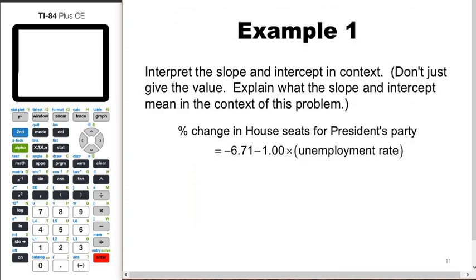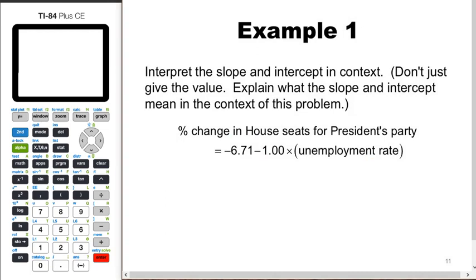All right, so interpret the slope and the intercept in context. Well, I think I just did. Okay. Well, one more time anyway. The negative 6.71, this number occurs when the x value is equal to 0. So when the unemployment rate is 0, the President's Party is expected to lose 6.71% of their members in the House. Again, don't put a whole lot of faith in that number. It's an extrapolation since the unemployment rate's never been 0. But anyway, that's what the number means.